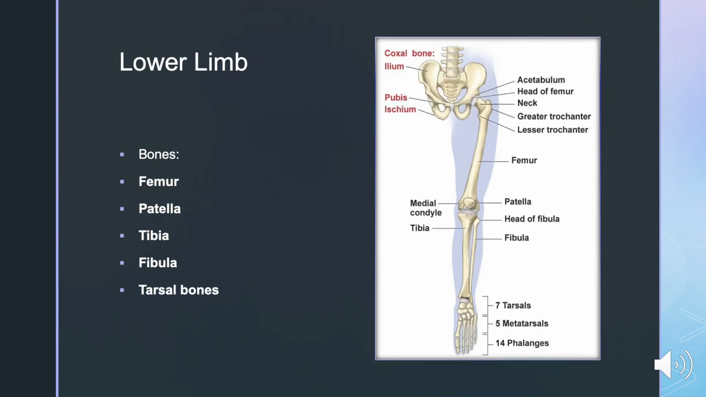Finally, onto the lower limb. The main structures here are the femur, patella, tibia, fibula, and tarsal bones. And we're going to quickly go through each of these.